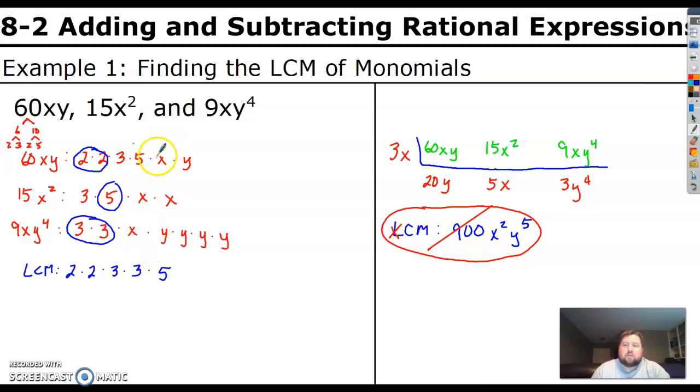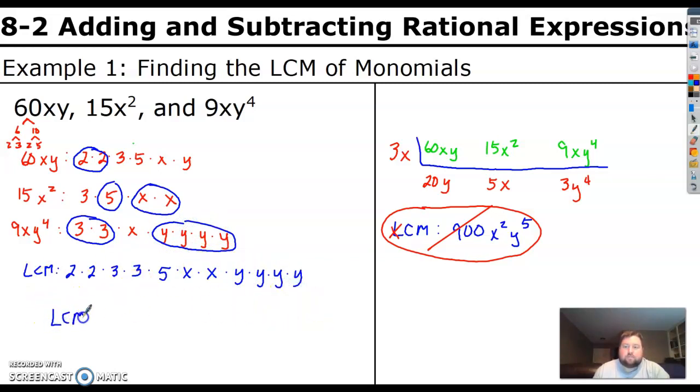Which one has the most x's? These two only have one x. This middle one has two x's. So we're going to have two x's in there. And finally, which one has the most y's? Well, the top one only has 1, the middle one has none, and the bottom one has 4. So the four y's are going to go in there. And then you just multiply this all together, and that is your LCM.